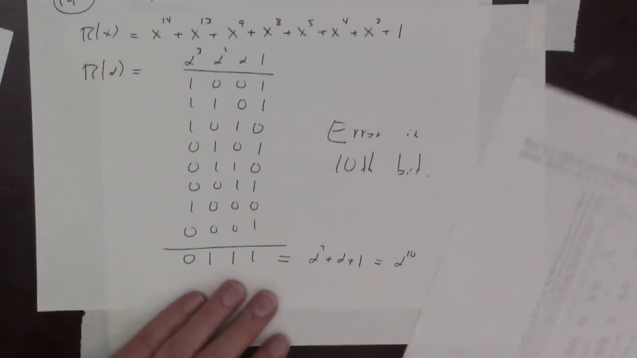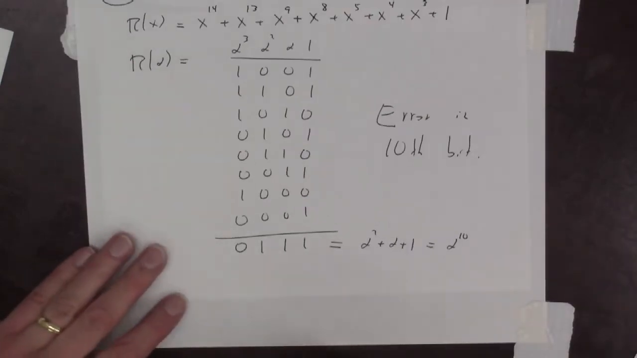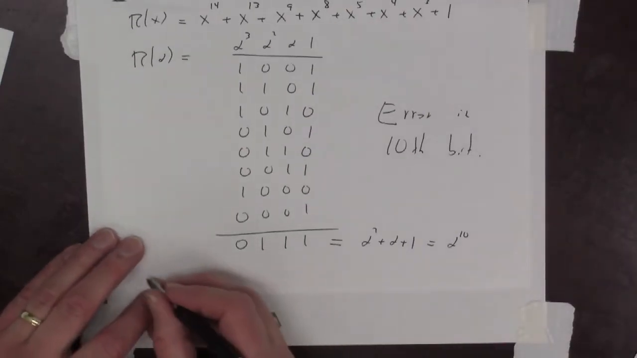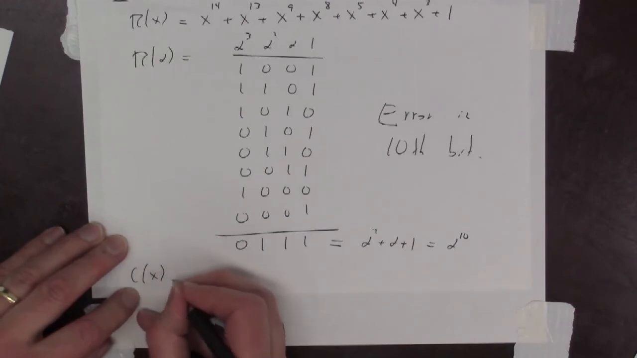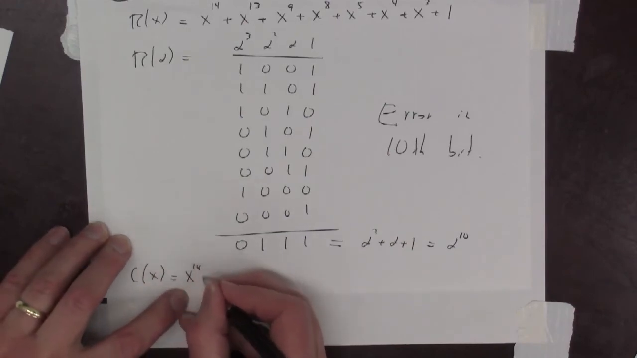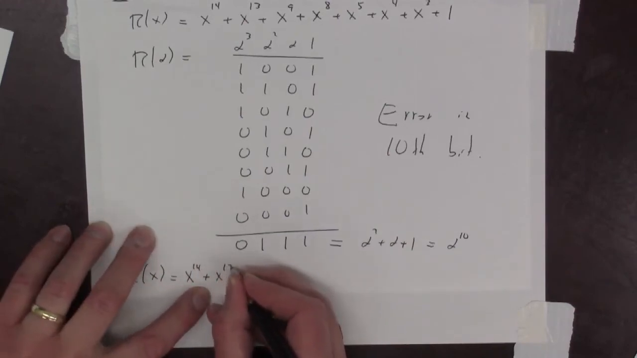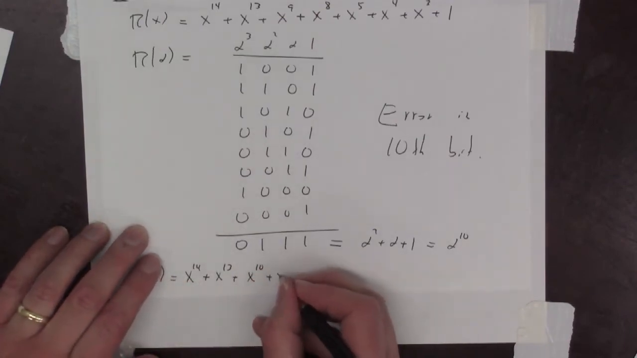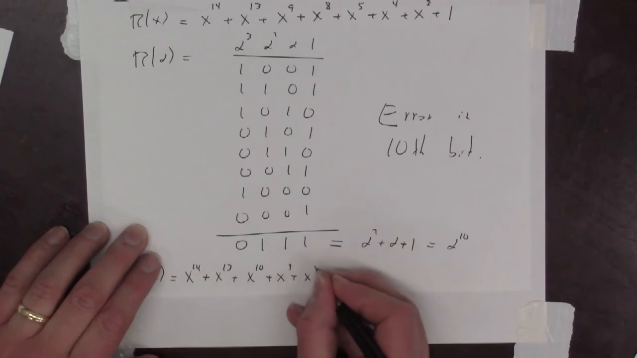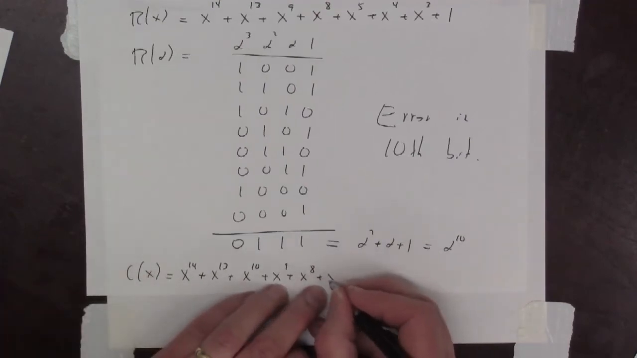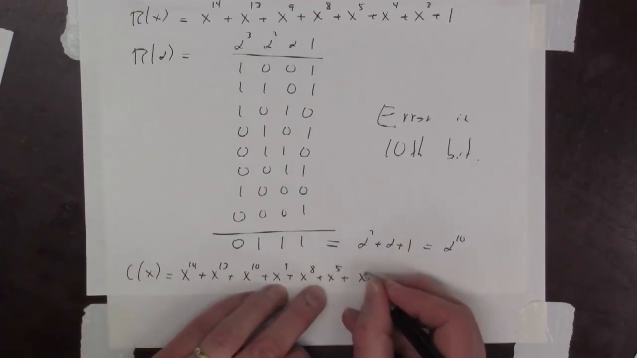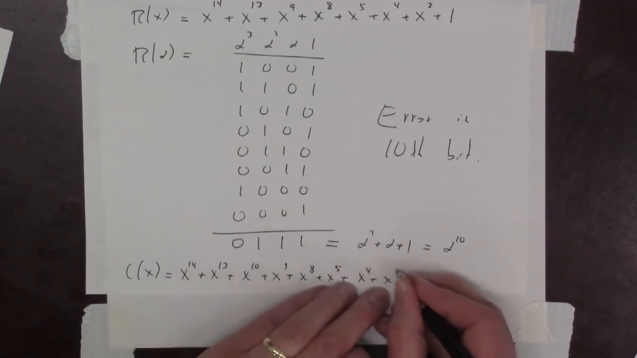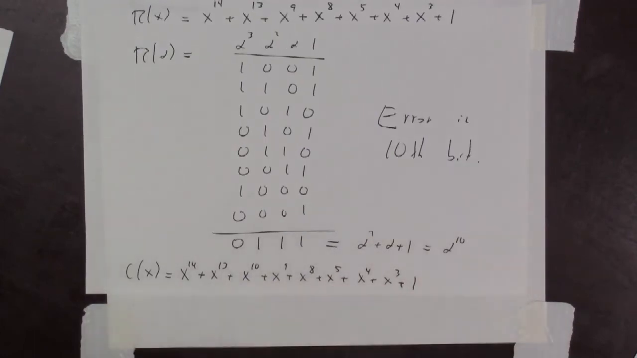So I guess the code word that was sent was c of x equal to x to the 14 plus x to the 13 plus x to the 10, that one is corrected, plus x to the 9 plus x to the 8 plus x to the 5 plus x to the 4 plus x cubed plus 1. That's all the 15 bits, okay.